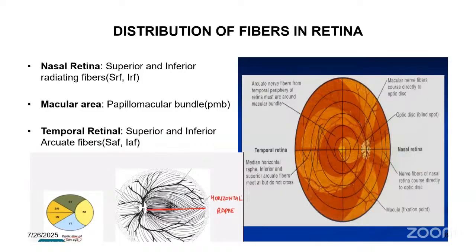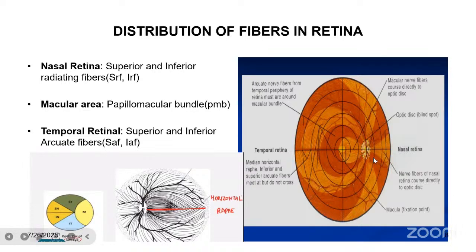So how are these nerve fibers in the retina distributed? Because this also has a direct bearing on the type of defects that can be seen in glaucoma. So it is said that the nasal retina, both the superior and inferior radiating fibers, sweep directly into the optic nerve head, as seen in this picture.